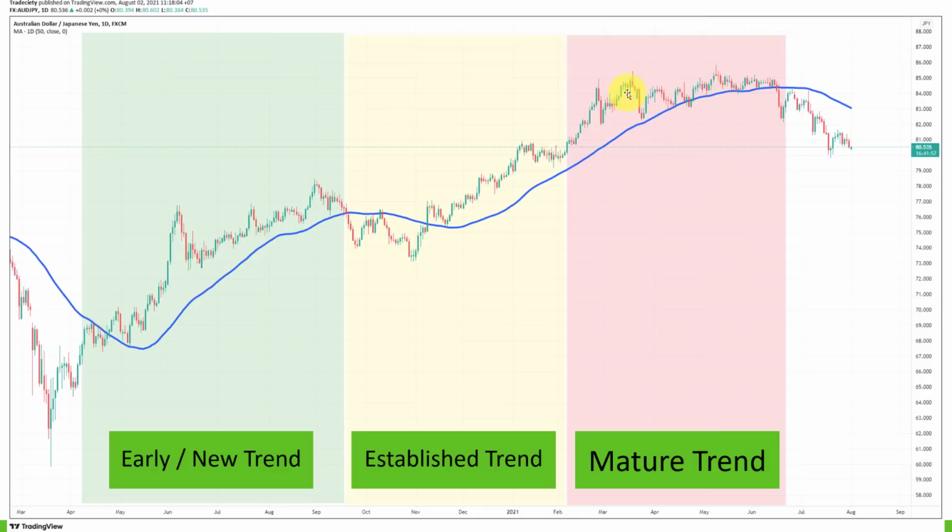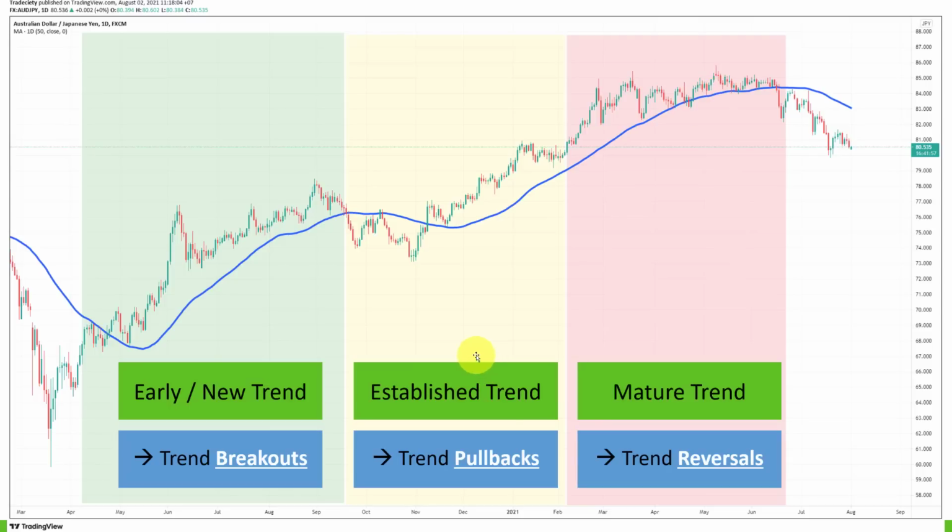And in a mature trend, you will often see slowing down. And one of the most important implications of that is that you look for different trending signals and strategies in the different trend stages. When you're in an early trend, you want to look for breakouts.